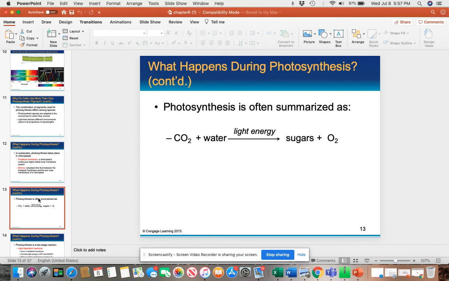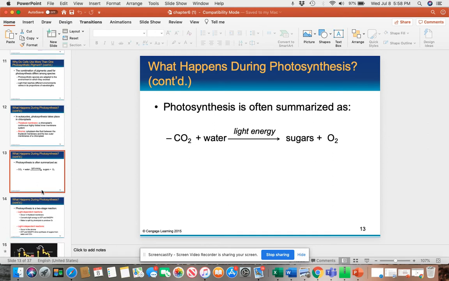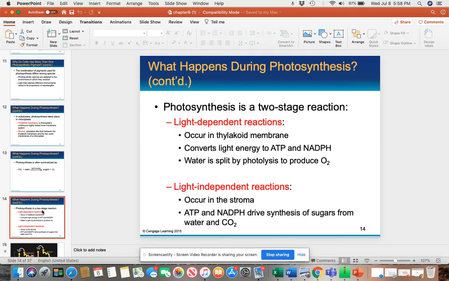So essentially, carbon dioxide and water in the presence of sunlight and chlorophyll pigment produces sugars in the form of glucose and oxygen. There are two stages in photosynthesis: the light dependent reactions.